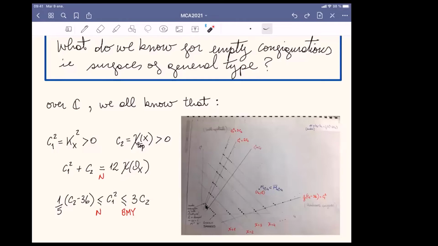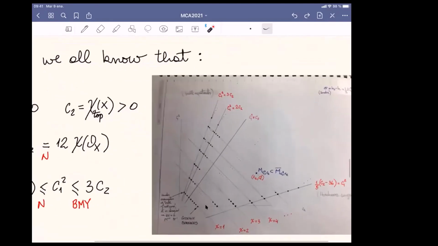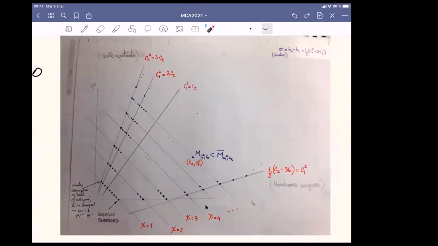Well, I'm taking minimal surfaces of general type. C2 is bigger than 0. C1 squared plus C2 is 12 times the Euler characteristic of O_X. And we have another inequality, which is this, the Bogomolov-Miyaoka inequality, which is that. And the picture is like that.